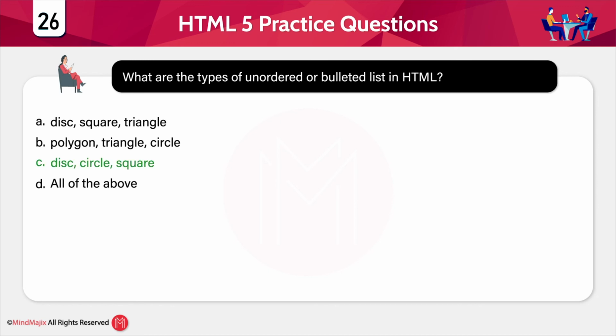Option 3 is the correct option for the 26th question. See, types of unordered or bulleted lists: we can bullet them with discs, circles and square shapes. So the 26th answer is option C.